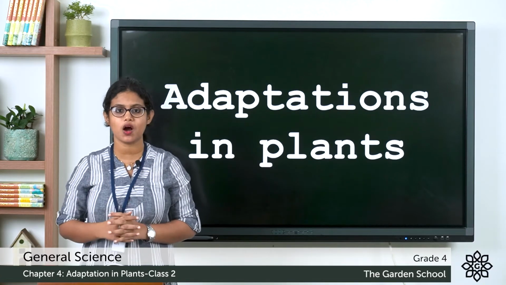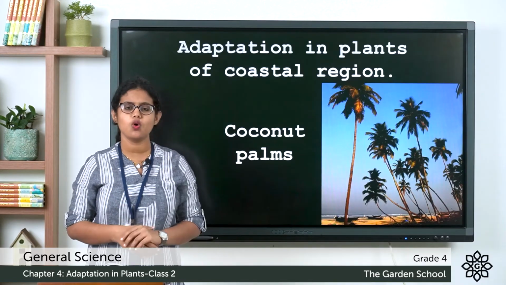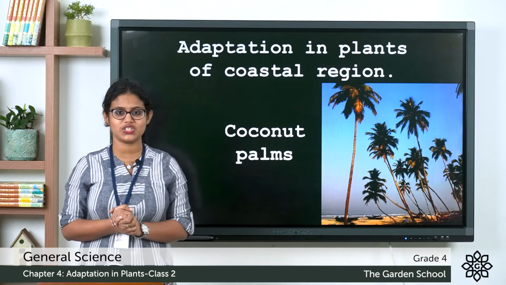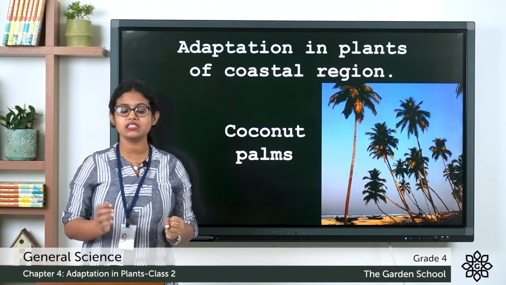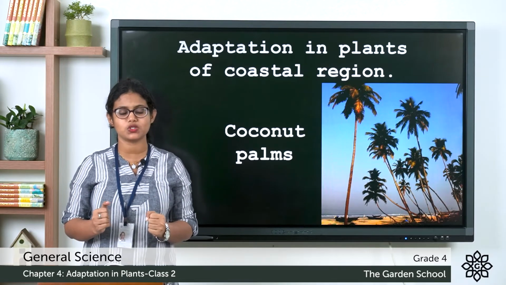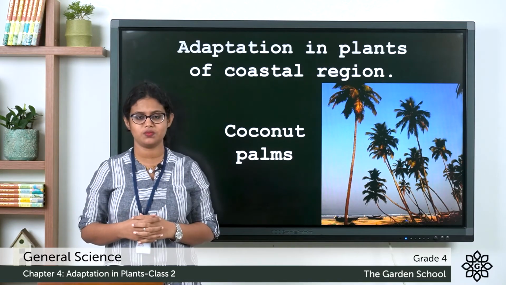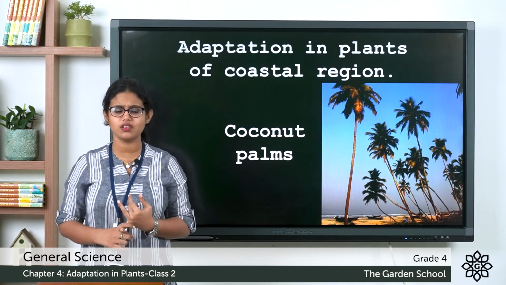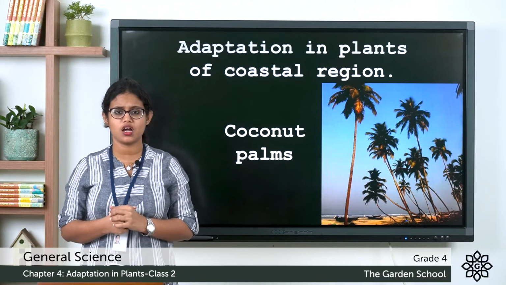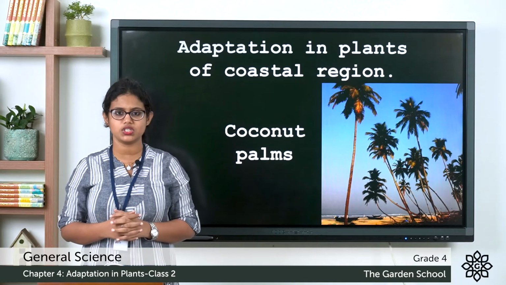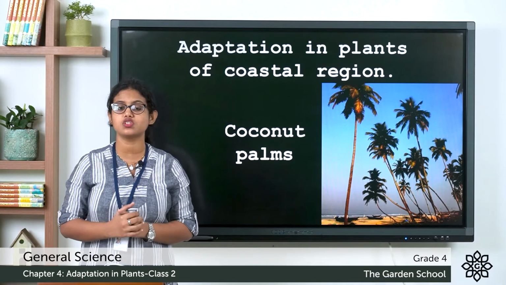Today we are going to learn about adaptation in plants of coastal region. So what is this coastal region? You know what is a coastal region? In a very simple way, I can explain to you. It is an area between land and sea. So what about the climatic condition in coastal region? In coastal region, there will be strong wind, heavy rainfall, bright sunlight, sandy soil, etc. So the plants growing in the coastal region have special features that help them to survive in the coastal region.